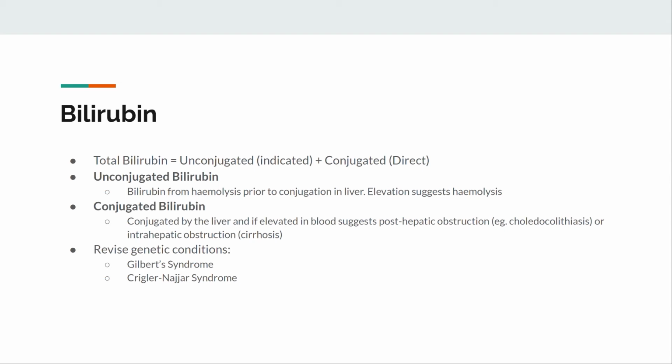Conjugated bilirubin, if that's high, it means that the unconjugated has gone to the liver, been conjugated, been excreted into the biliary tree, and then it's been blocked. And then it's gone back up, regurgitated into the bloodstream. That suggests a hepatic or post-hepatic obstruction, such as a stone, called choledocholithiasis, or an intrahepatic issue like cirrhosis, where the fibrosis blocks the actual sinusoidal flow of everything. And then look at genetic conditions to do with conjugation and bile excretion, Gilbert syndrome and Crigler-Najjar.